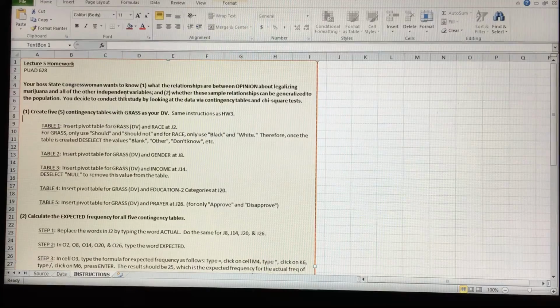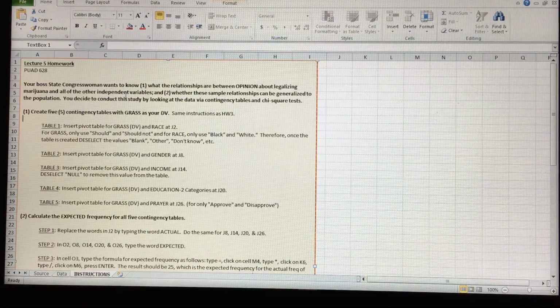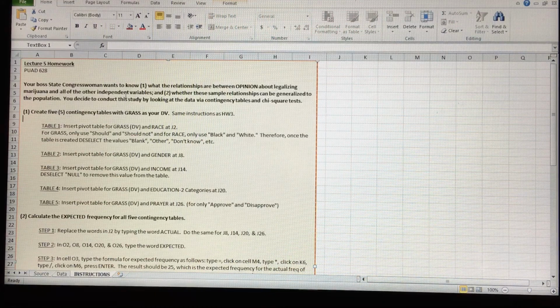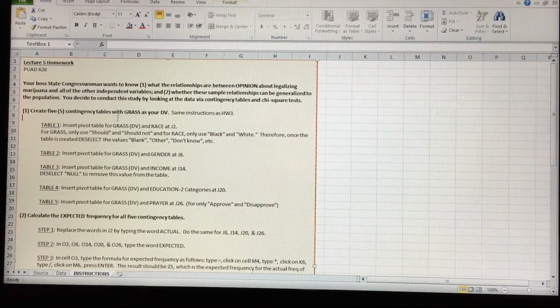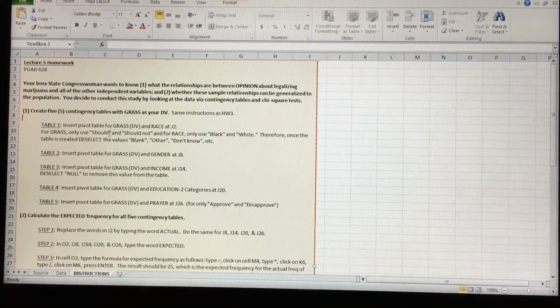So we're going to create 5 contingency tables with grass. I'm going to do 1 and I'm going to leave the other 4 for you to do, because you need to get really awesomely good at this so that it happens quickly for you, for the midterm, for your research assignments, and so on, for life.